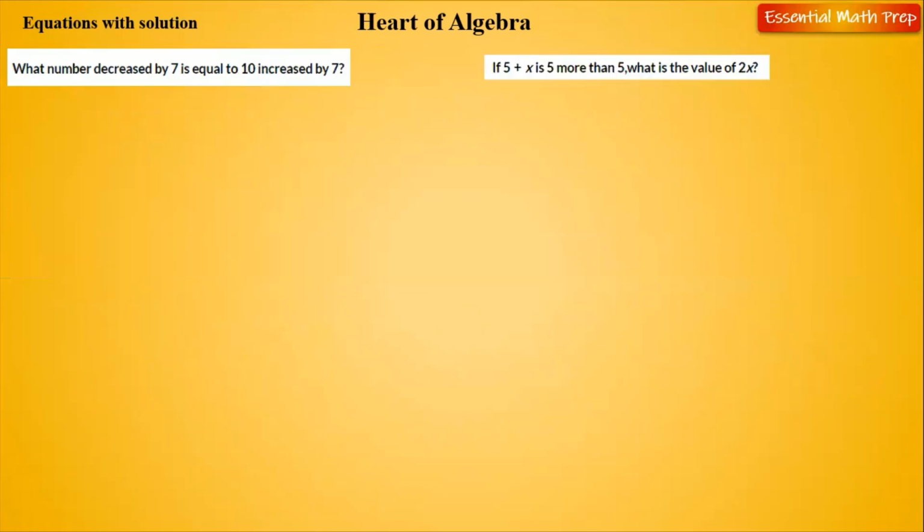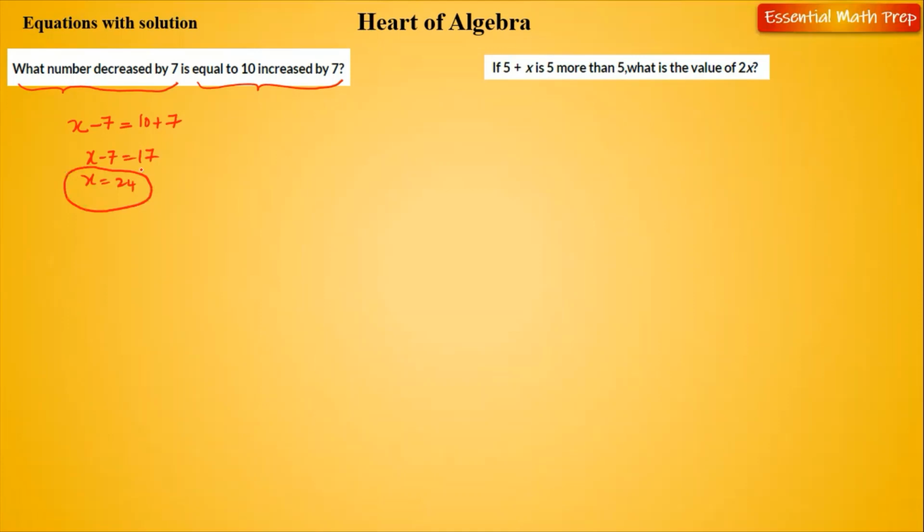So let's continue. What number decreased by 7 is equal to 10 increased by 7? That's a very simple problem. We don't know what the number is. Let the number be x. Only the first part of the problem talks about this imaginary number. The second portion of the question is not imaginary. It has a real value. So x is the number that we don't know. What number decreased by 7? So x minus 7 is equal to 10 increased by 7. So 10 plus 7. So x minus 7 equals 17. x equals 24.